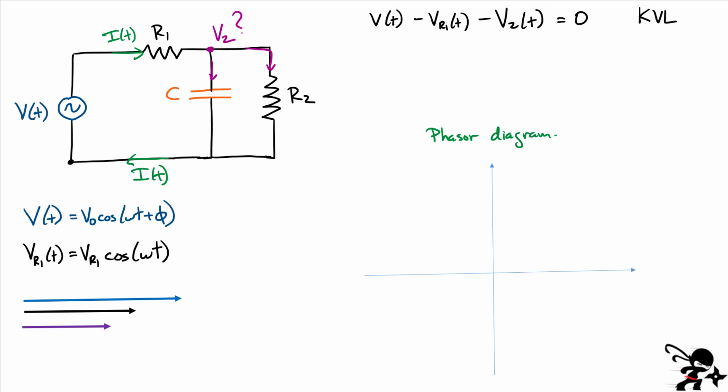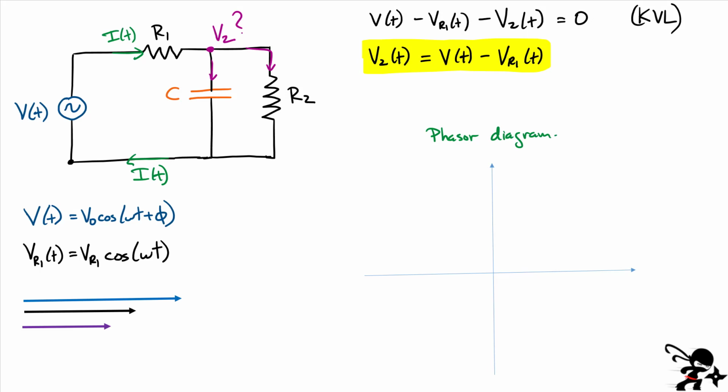It's late night here. Okay, so my goal is to find V2 of t. So let's rearrange this. How would you do this? V2 of t, just bring it to the other side. You're left with V of t minus VR1 of t. Here's my expression. Now, in order to find this, you could do a lot of algebra, but we're going to represent it as a phasor diagram. I'm going to show you how to do that.